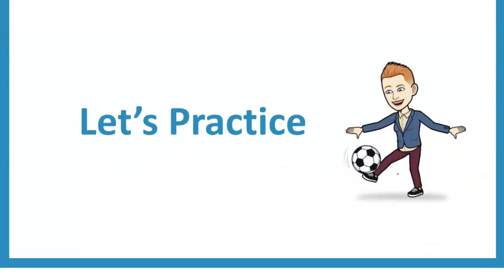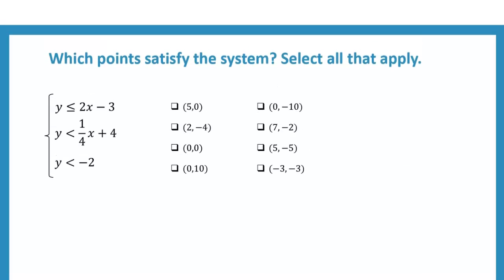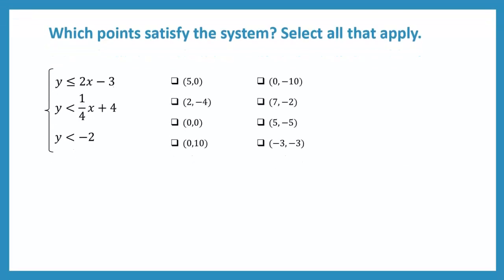So let's practice with a few inequality systems problems. Okay, this one says, which points satisfy the system? Select all that apply. We have a system of 3 inequalities and then a bunch of points we need to check. So where would you start this one? What do you think we should do?